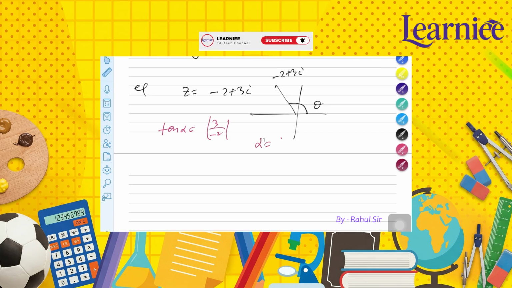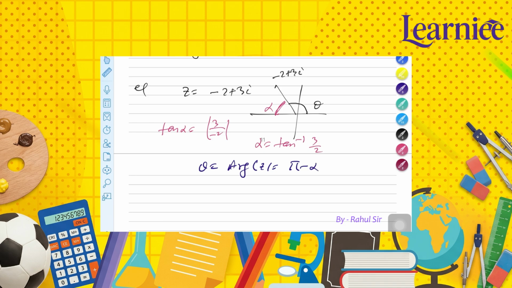So what is alpha here? Alpha here is tan inverse 3 by 2. Since 3 and 2 are positive, tan inverse 3 by 2 is a value in the first quadrant, 0 to pi by 2. So essentially this is the alpha. What is theta here? Theta is nothing but the argument of z, that is pi minus alpha, where alpha is given by tan inverse 3 by 2.